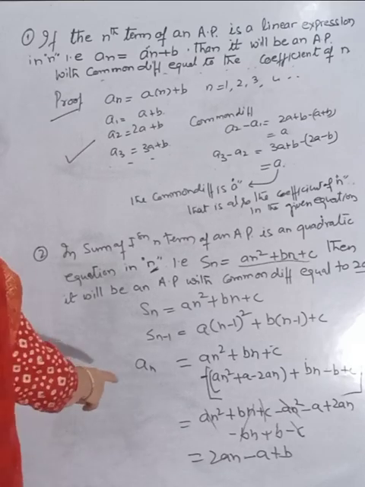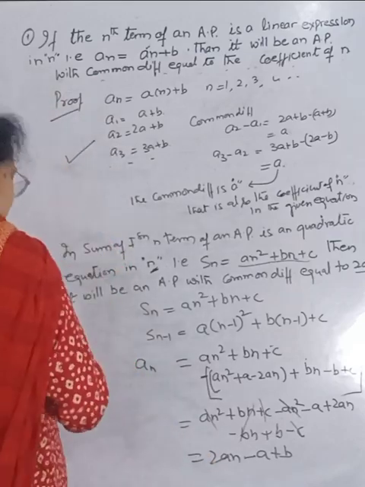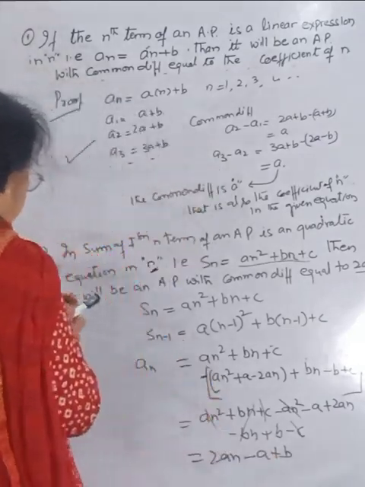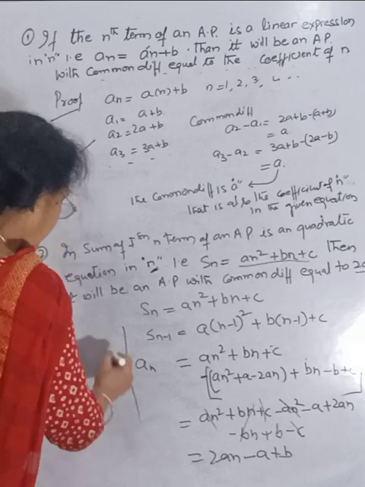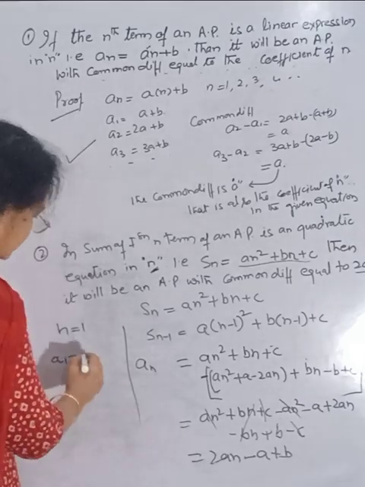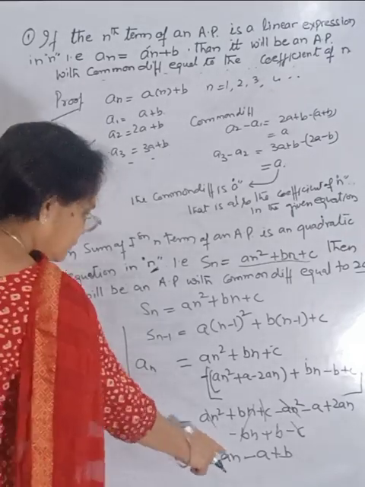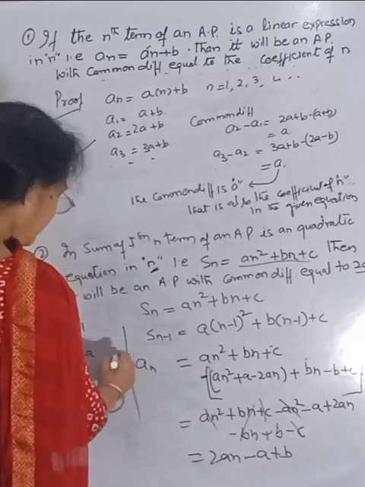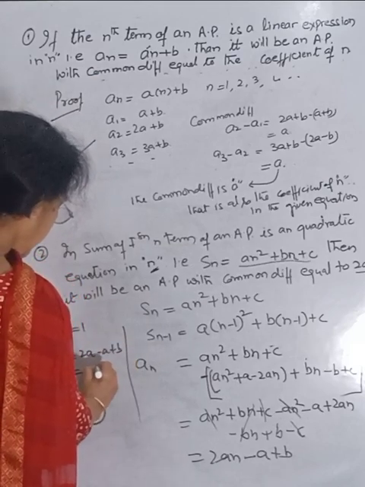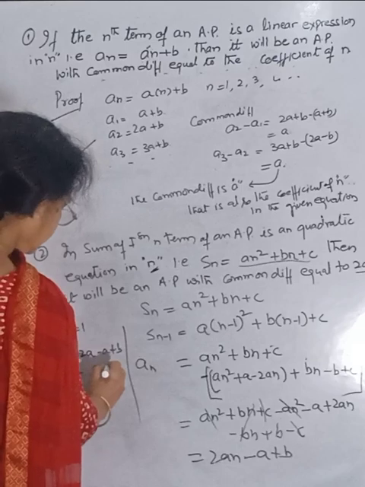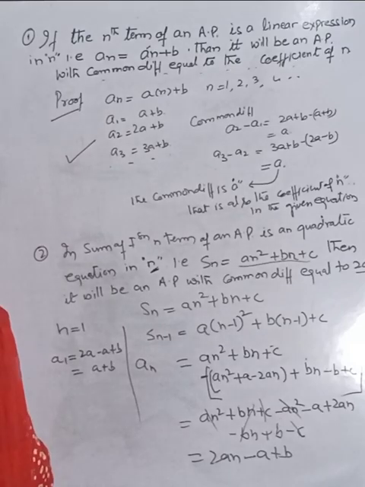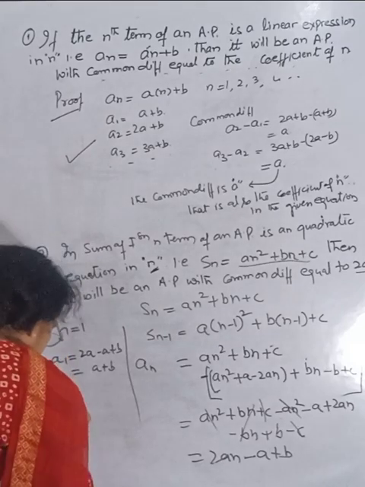Common difference. What will be the common difference? If n is equal to this, then common difference will be what? An will be equal to 2an minus a plus b. Now, putting n is equal to 1, then a1 will be equal to 2a minus a plus b, that is a plus b. Correct?